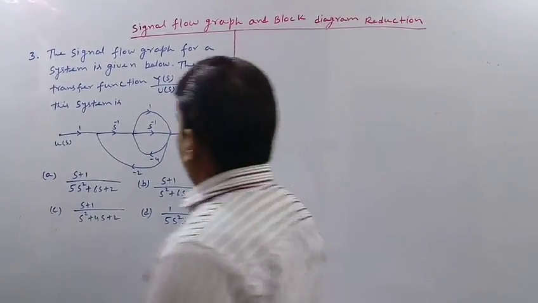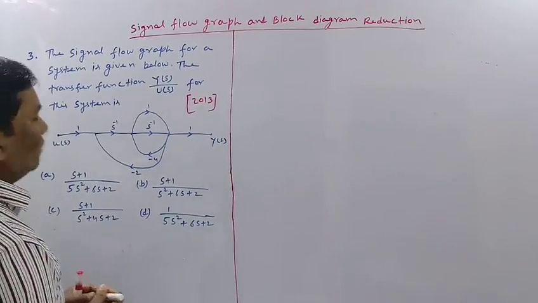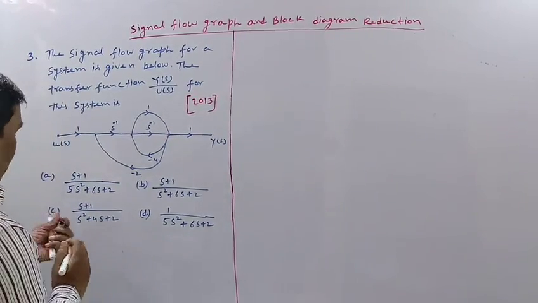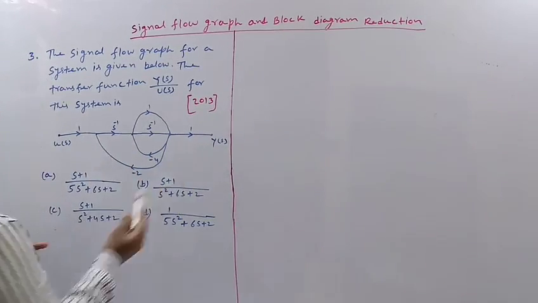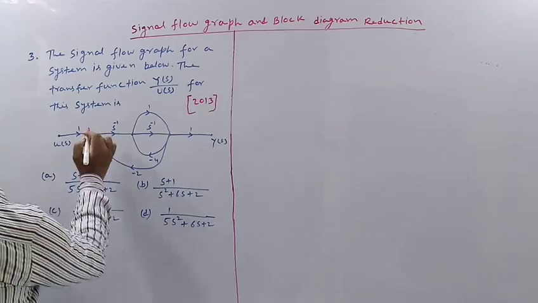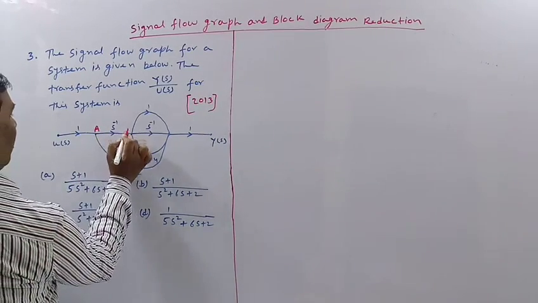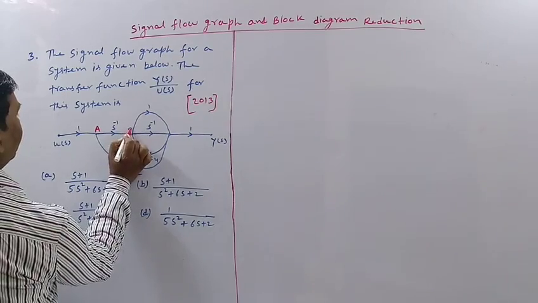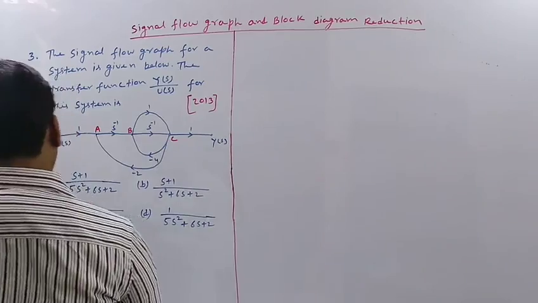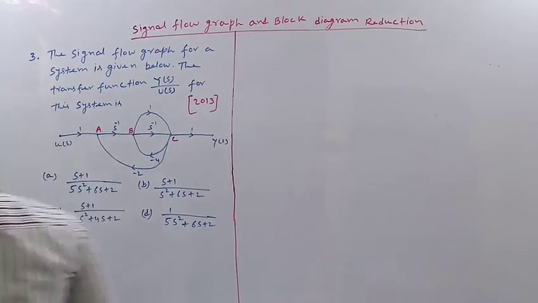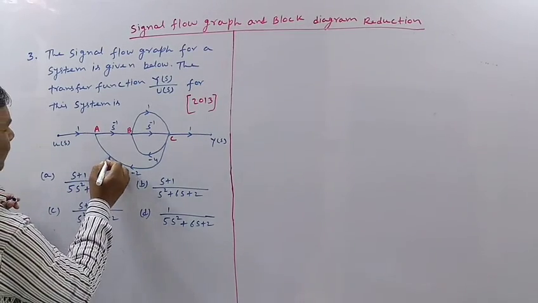So the signal flow graph is, let me name the points in the signal flow graph. Let this point be A, this point be B, let this point be C. Now let us try to find out the transfer function.